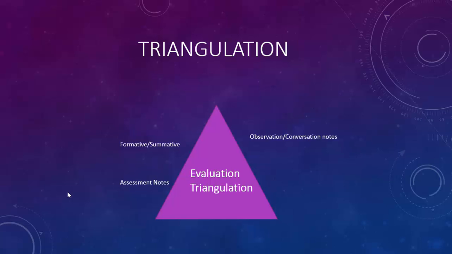Triangulation. This is where you should assess a student off all three of these: formative or summative assessment, your notes from the assessment, and your observations. You shouldn't just do it off of one, because they may say that they do well and you may observe them doing well with somebody else, but the minute you give them a summative assessment, they may not do very well because they don't really understand what they're doing. They're just getting the help from the other person so they understand it.